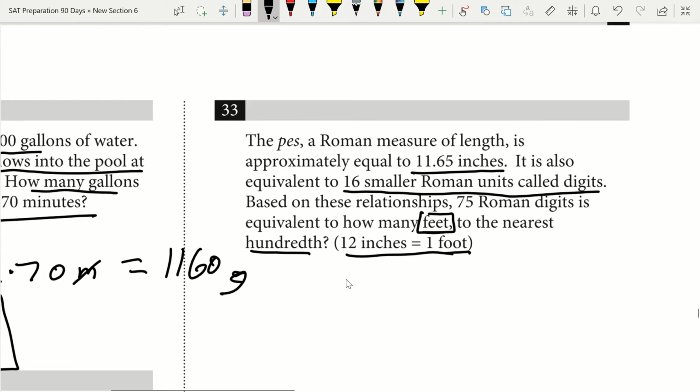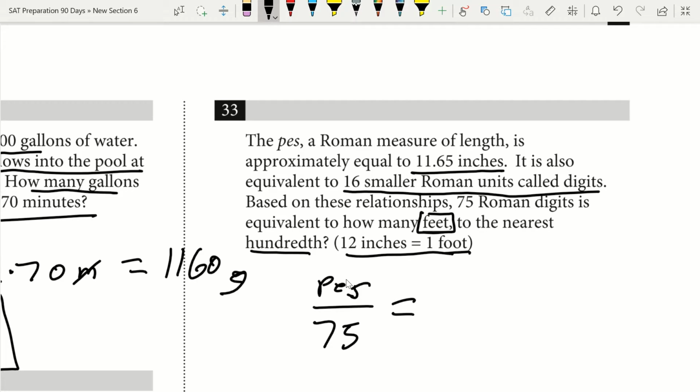So in order to get to feet, we're going to have to convert those digits to pes first. So we have 75 Roman digits. Now, how many pes is that equivalent to? Well, what I'm going to do is set the number of pes that it's equivalent to up top. That way it saves me time and steps, and you'll see why in a minute.